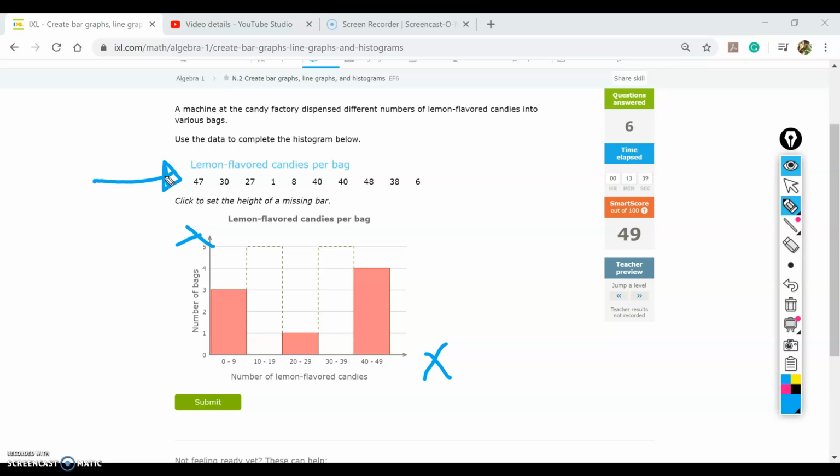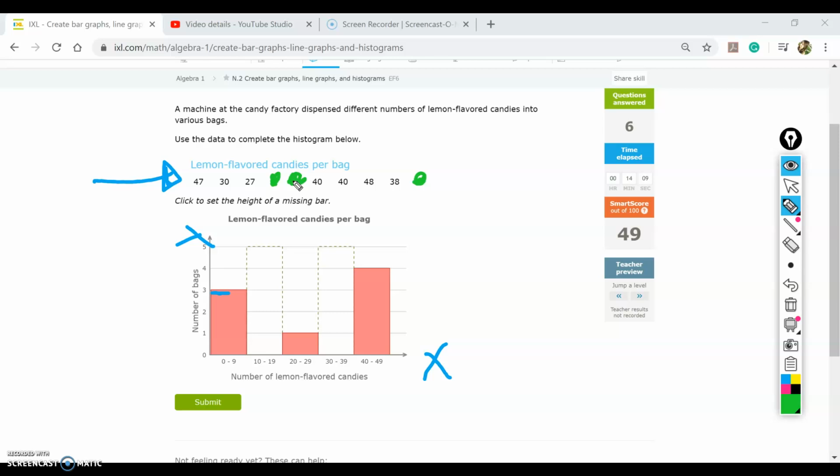Now, look how from 0 to 9, it's telling me that I have 3 bags. So I'm going to cross out those numbers on the top. So from 0 to 9. So 0, I don't have a 0, but I have a 1. So I'm going to cross out the 1. Do I have a 2? No. Do I have a 3? No. 4? No. 5? No. 6? Yes. 7? No. 8? Yes. 9? No. So I have the 3 crossed out for the first bar.